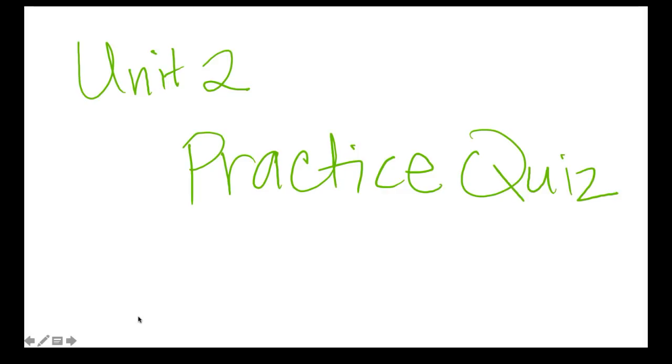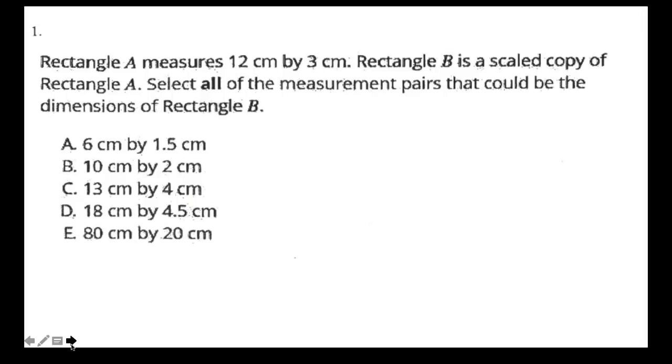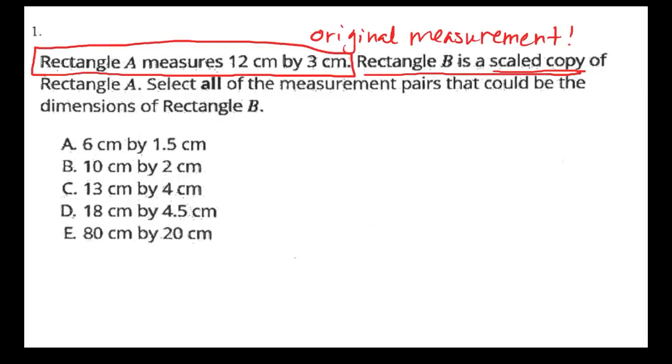Okay, this is the Unit 2 practice quiz. So we have a rectangle, and rectangle A measures 12 centimeters by 3 centimeters. Rectangle B is a scaled copy of rectangle A. So we already know that rectangle A and rectangle B are copies. Okay, so our 12 by 3 is the original measurement. So keep that in mind, that's our original measurement.